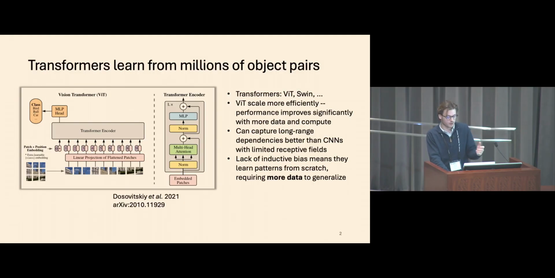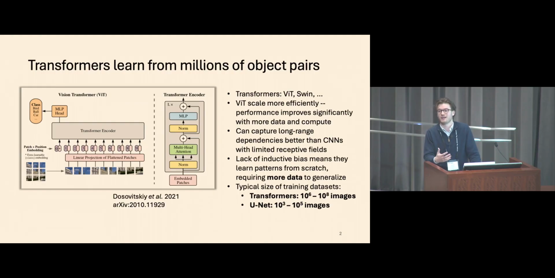To give some numbers, the size of the data sets required to train a transformer ranges from 10 to the power of 6 to 10 to the power of 8 images. In comparison, training a typical CNN, such as a UNet, will require 10 to the power of 3 to 10 to the power of 5 or so images. So there's really a 10 to 1,000 fold change required in the size of the training sets to actually enter this new field of transformer-based architectures.